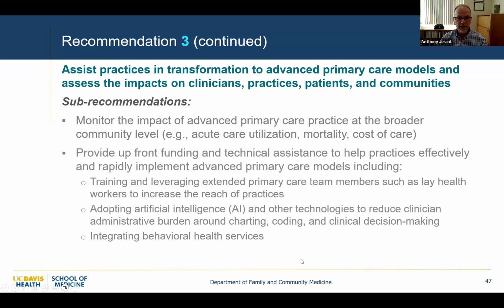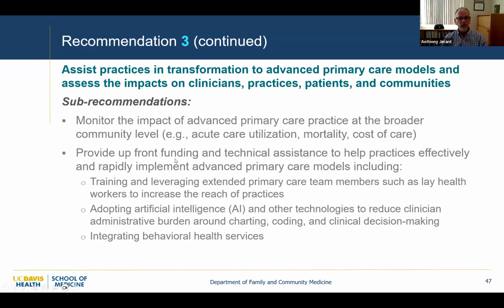We should also, in transformation, monitor the impact of advanced primary care at broader levels. So not just within the healthcare system, but looking at those things that I showed in the earlier slides, like longevity, mortality, cost of care, regionally and in the community. And then a lot of practices are going to need upfront funding and technical assistance to jumpstart their transformation, because many are a long way from this.